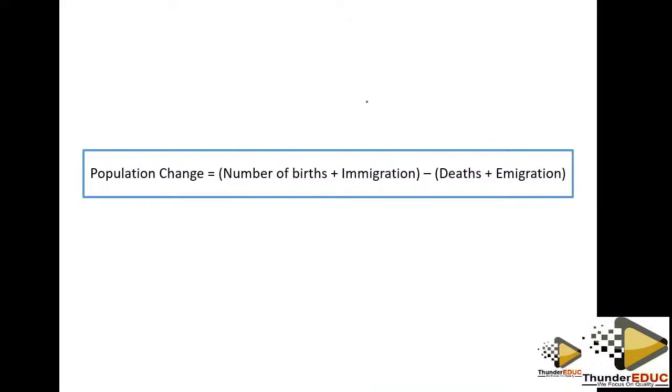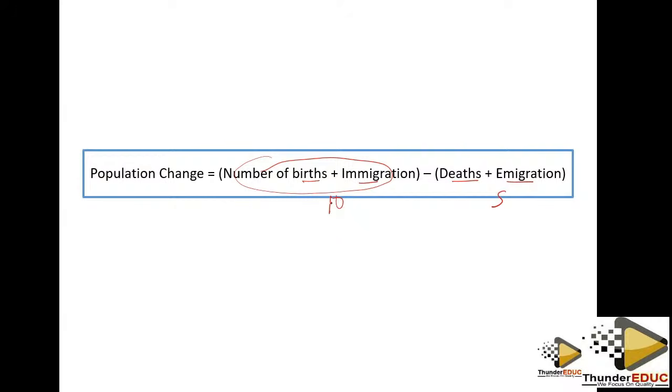So population change is equal to the number of births plus the number of immigrations minus the number of deaths plus the number of emigrations. As I say, if the number of individuals being born and the number of individuals coming into an area is greater, for example 10, than the number of people who are dying and the number of individuals leaving, that will determine the population change.